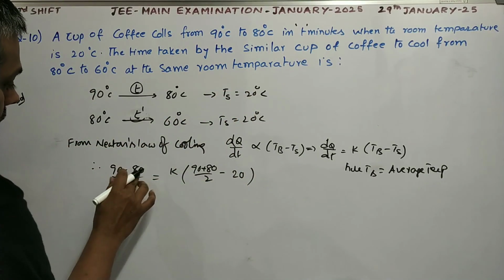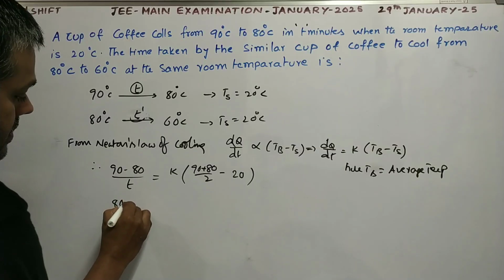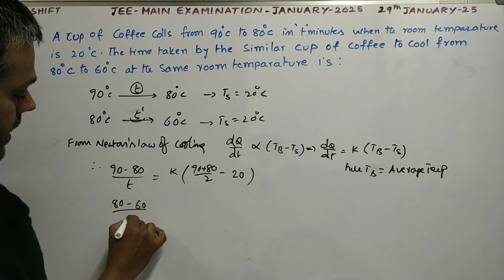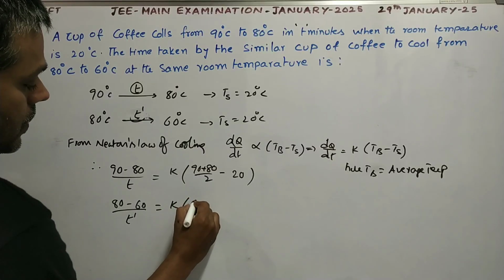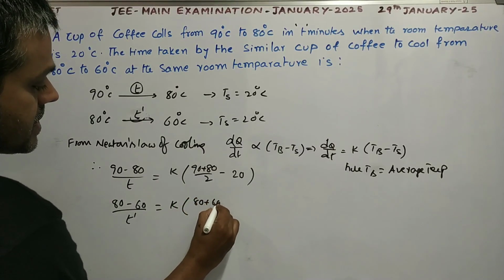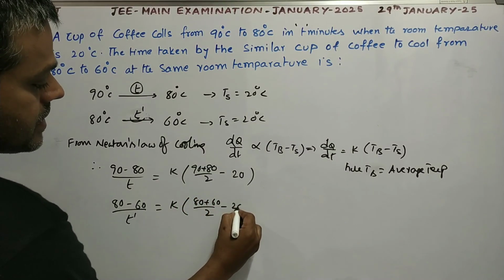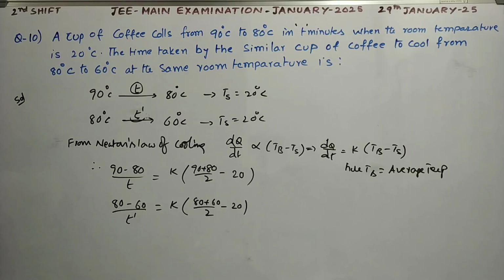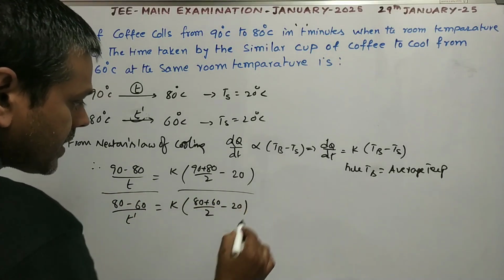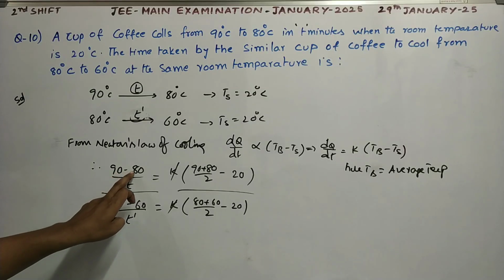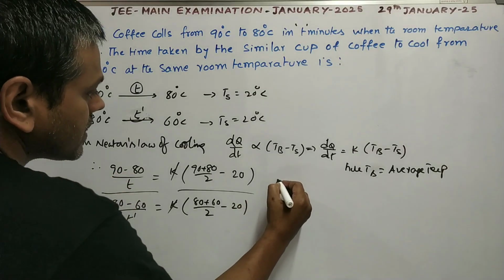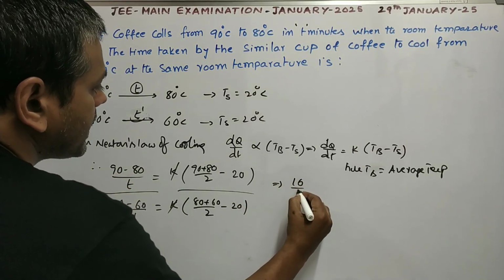Okay, similarly, next it is fallen from 80 degrees Celsius to 60. It will take some time called T dash, equal to K into 80 plus 60 by 2, that means the average temperature of the hot body, minus the surrounding temperature. Okay, now this equation is divided by this equation. So what happened? This K is cancelled. 80 minus 10, that implies 10 by T.